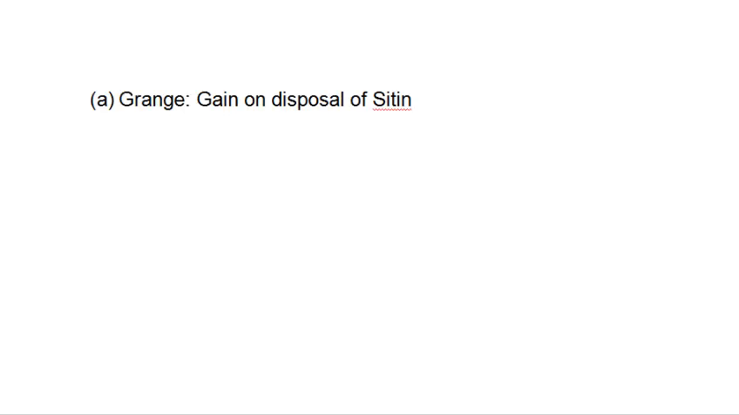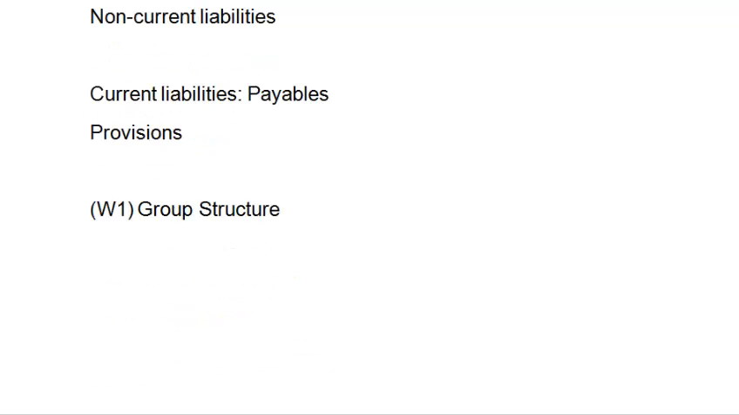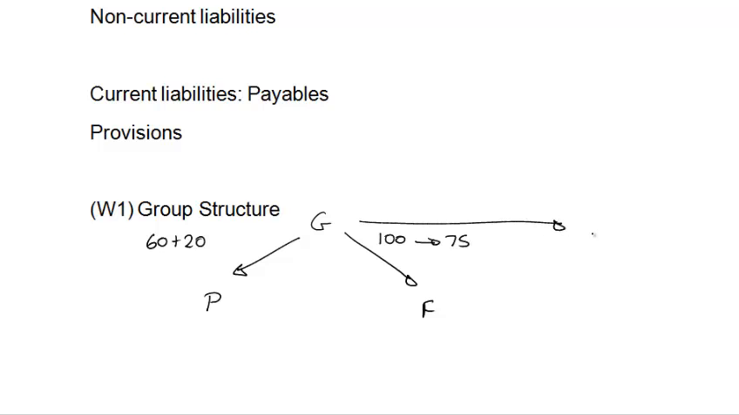What I would do is kick off by just trying to determine our group structure. And what do we find? Well, we've got our parent company called Grange. We've got a subsidiary called Park, where we've got a step up from 60 to 80. We've got a subsidiary called Fence, where we've stepped down from 100 to 75. And then finally we've got sit-in, where we've gone from 100 to 40. So sit-in becomes an associate. I think it's very important to get that picture of the company.